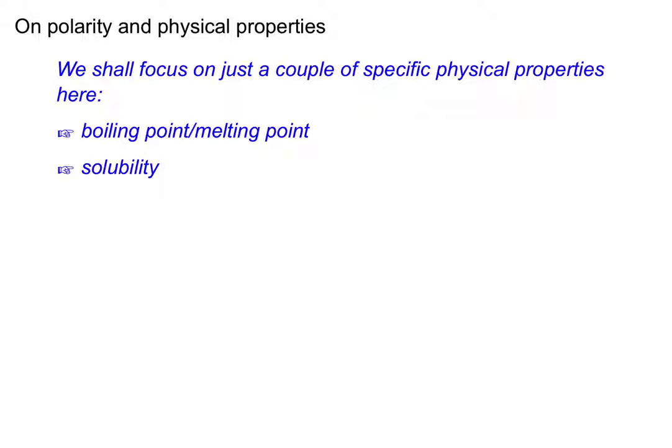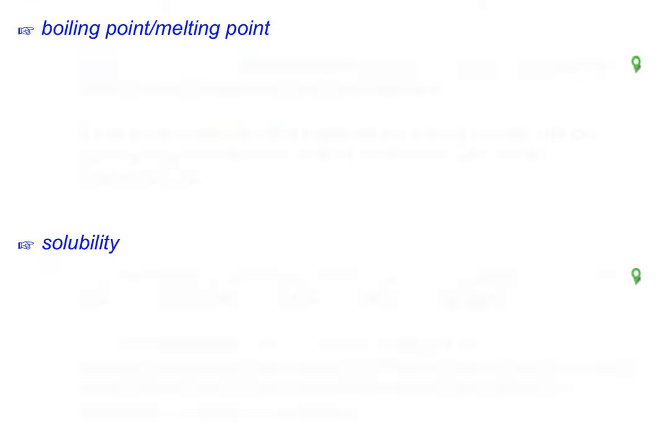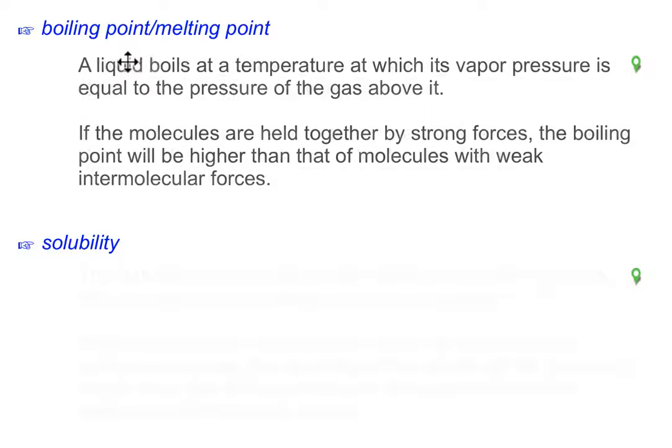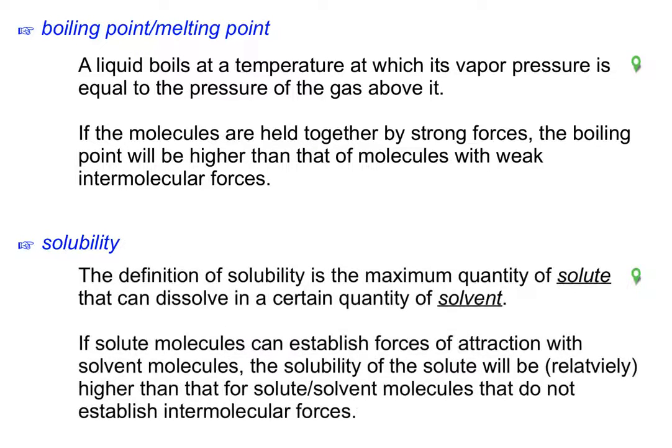In this video, we're going to look at the effect of polarity on physical properties. Two physical properties we'll look at are boiling point or melting point, basically the same thing, different temperatures, and solubility. And so, as you probably realize, boiling point is really a measure of when a liquid is converted to a vapor. And so this has to do with the forces that keep the liquid particles together.